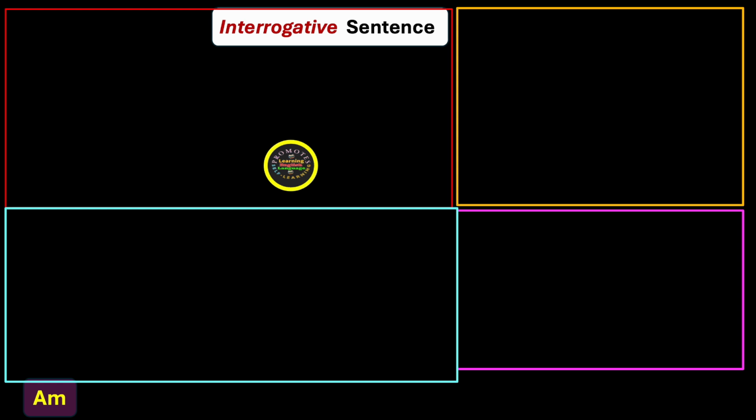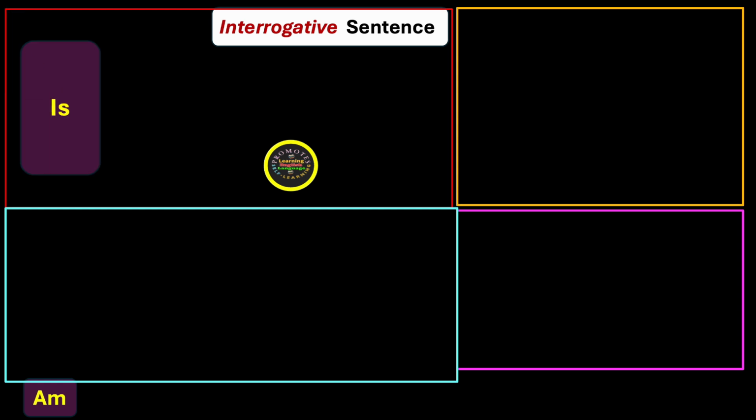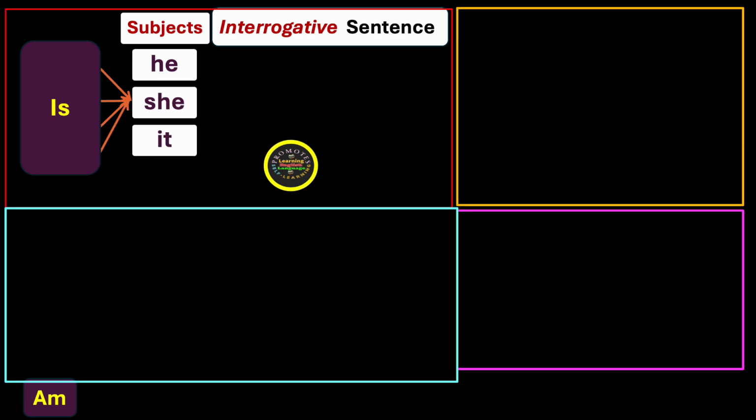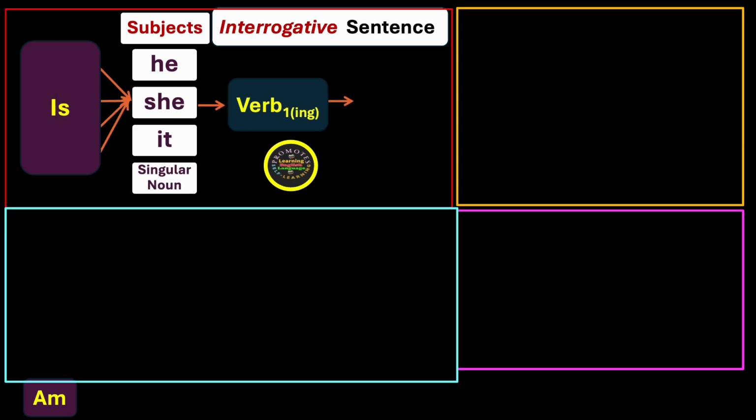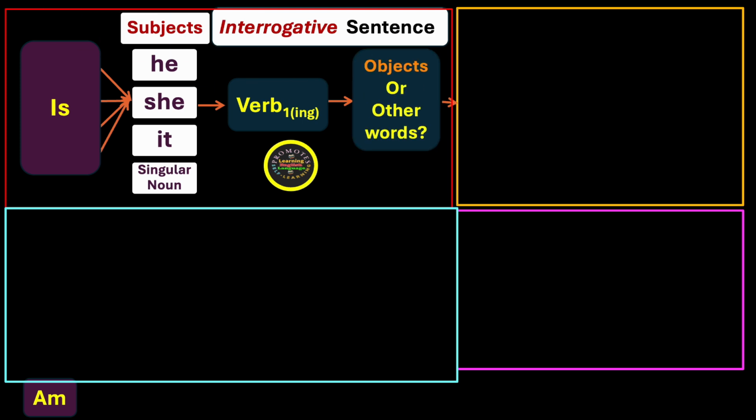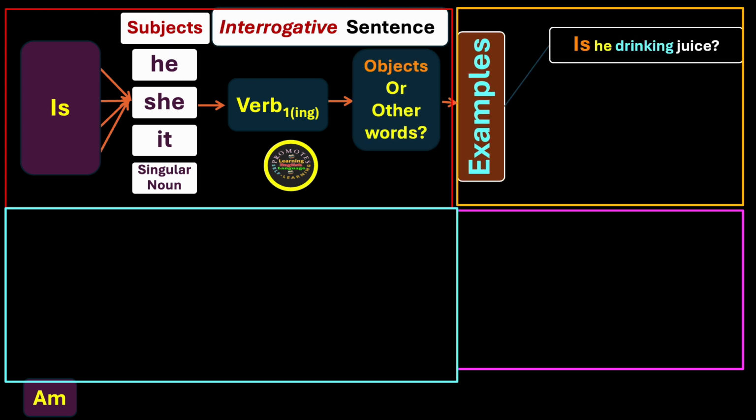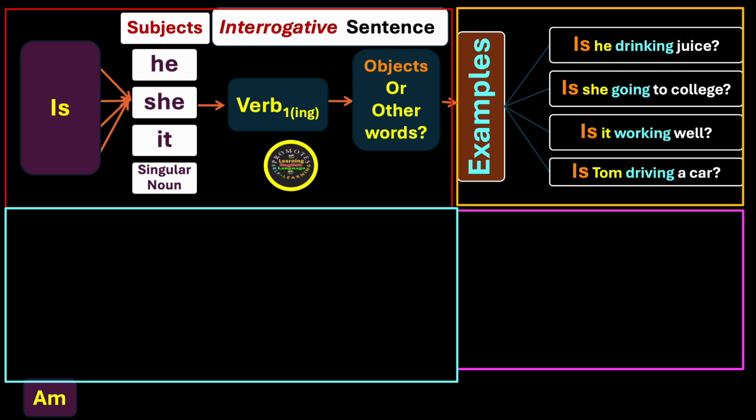We continue to the next stage of our discussion, the interrogative form of sentence in the present continuous tense. In this case, we use the helping verb is first, and then we have subjects like he, she, it and singular noun, and then we use the first form of the verb with ing, and then we have objects or other words. Let's see the examples. Is he drinking juice? Is she going to college? Is it working well? Is Tom driving a car?